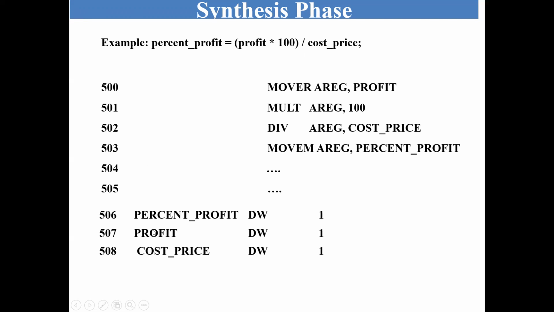Right? So next, memory allocation. Allocate the memory. For the percent profit and cost price, you have to allocate the memory. So here I have allocated a word, define word DW. How many words? That is 1 for percent profit. So for profit, DW 1. Cost price, define word, that is 1. So it totally depends on you. Suppose you think that one byte is sufficient, then you can write define byte 1. Suppose you think that 2 words are required, then you can write that here. So it totally depends on the developer.